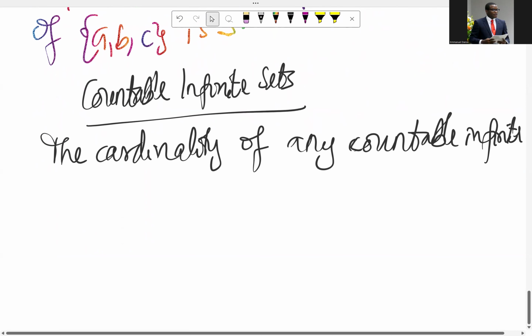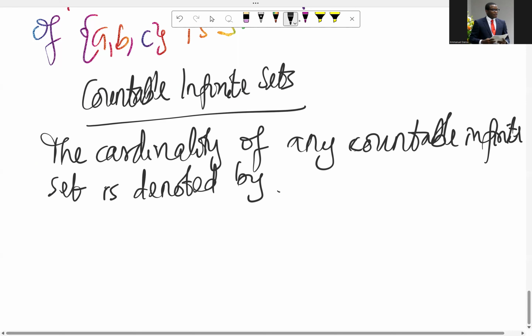So the cardinality of any countable infinite set is denoted by some special kind of symbol, and I hope I can write it well. It's something like this. It's some special n like that with a 0, and it's the aleph null, or what you can call aleph 0.